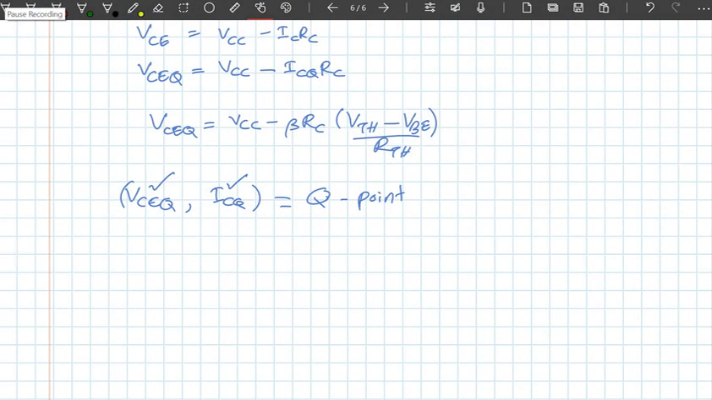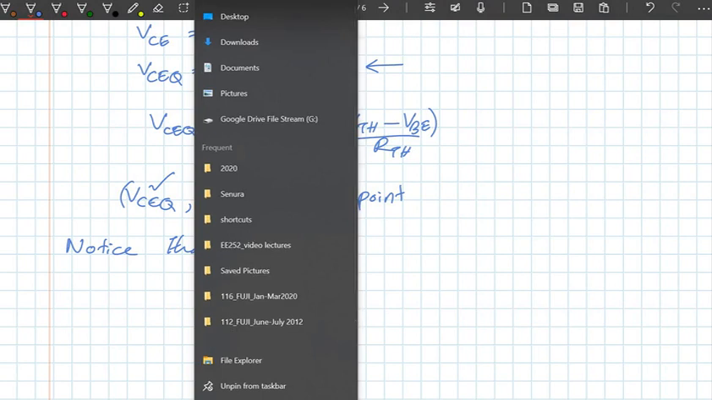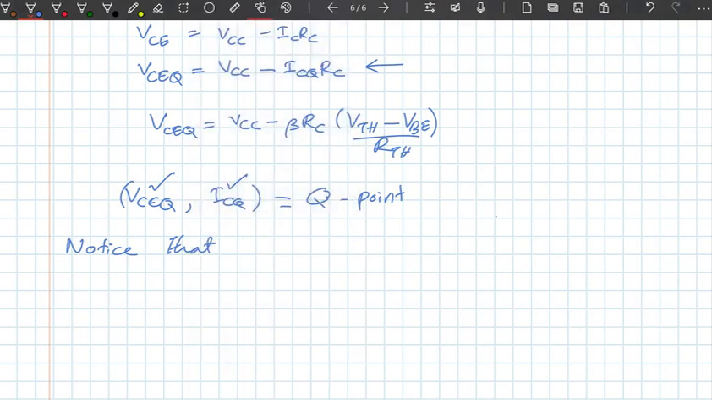Now notice that when we wrote the equation here for the output loop, or VCE loop, we could rearrange this particular expression into this form.